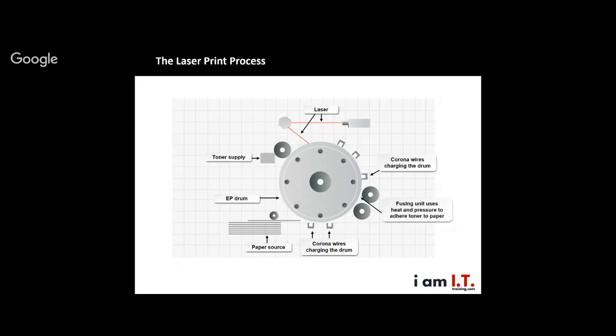Step 5 is developing. This is where the toner is attracted to the areas that were hit by the laser beam. This is where that fine dust that will end up looking like ink to us will attach itself to the drum, and it'll only attach itself to where the laser hit.